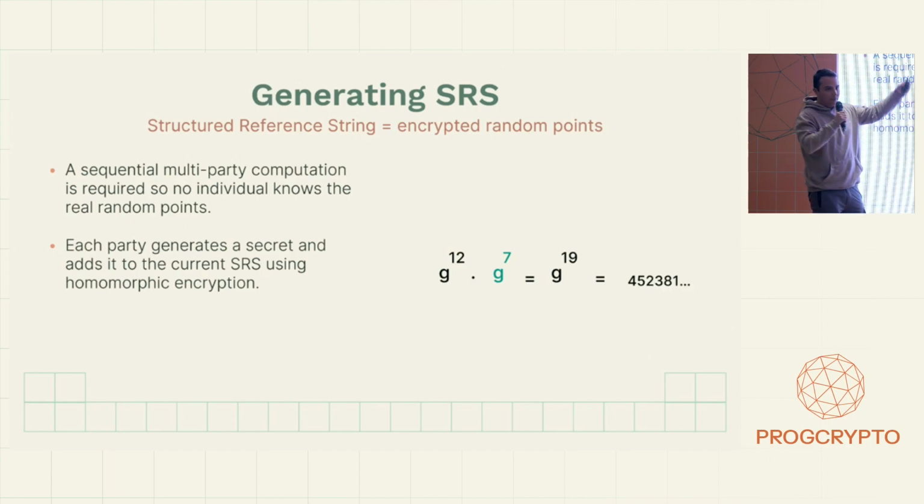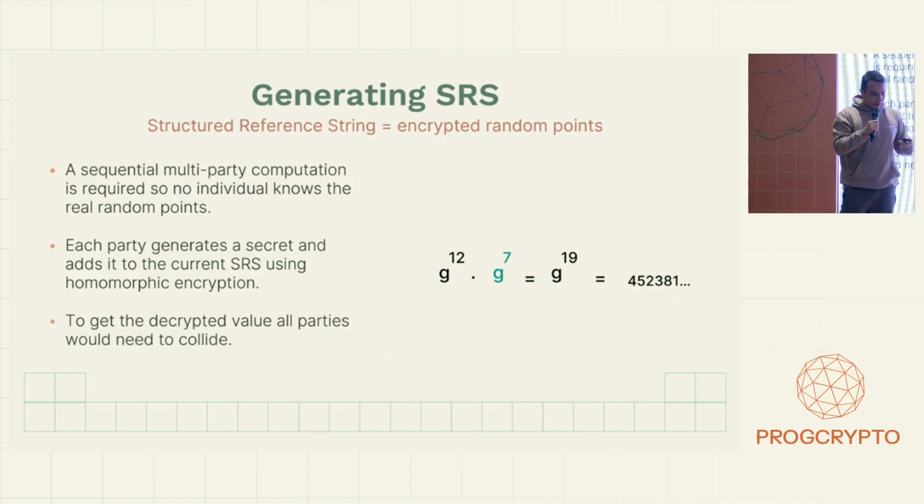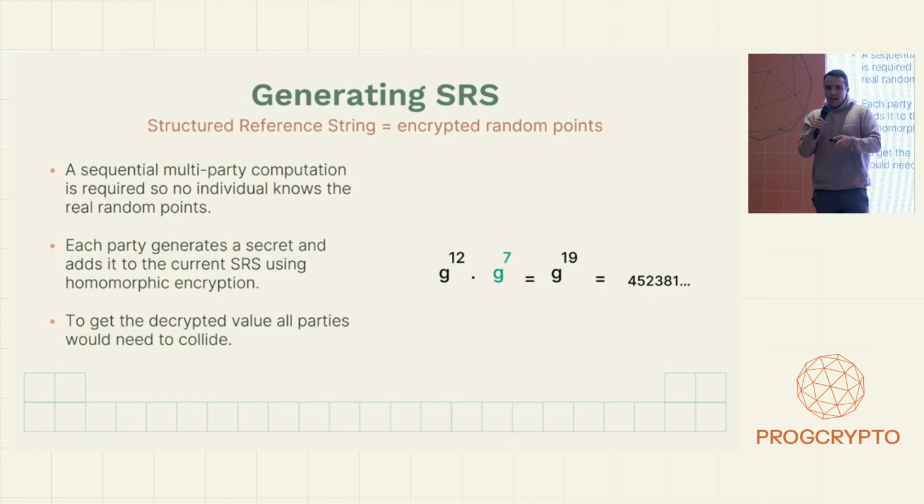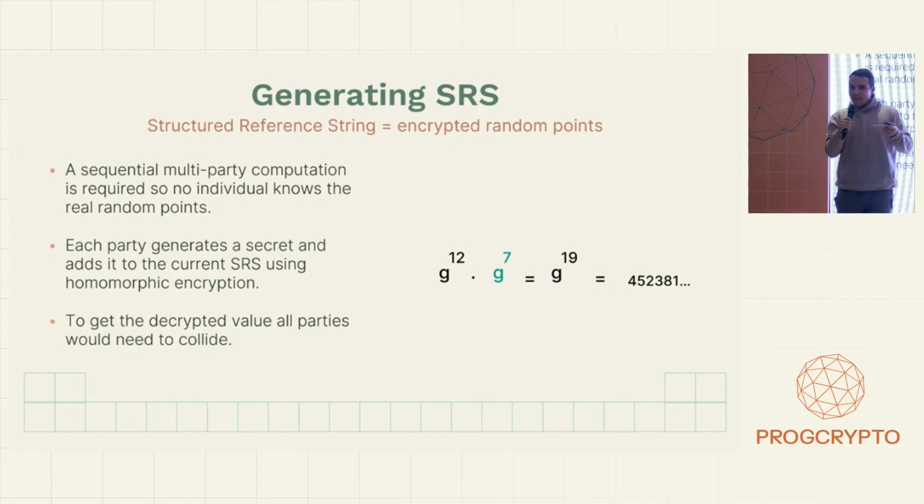It's just a random huge number, right? But my contribution is inside, and if I forget the 7, the system will be secure. To decrypt the real value, we would need all the parties to collude to reveal their secrets. Right now, the KZG ceremony on Ethereum had around 140,000 contributions. So I think the probability of that happening is really low.